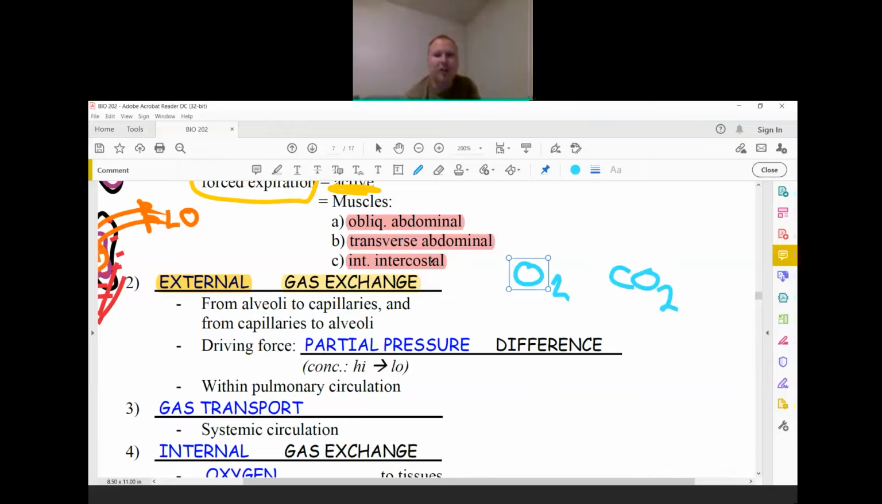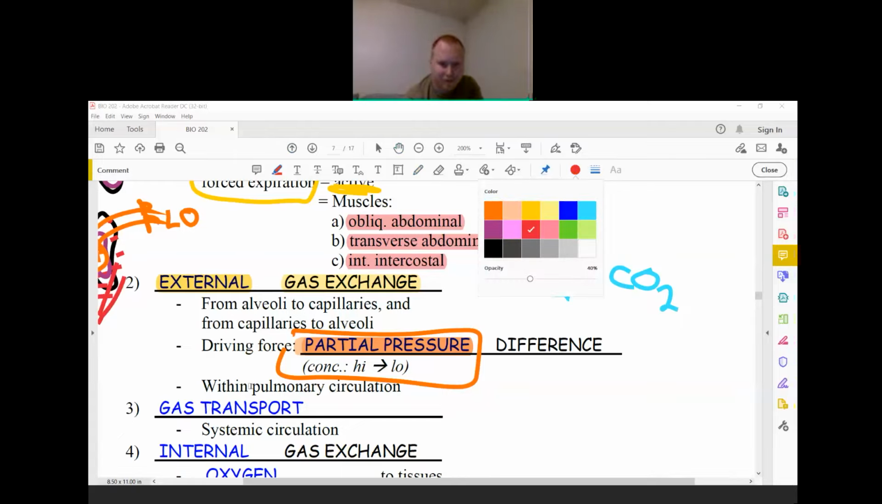And the driving force for this is the difference in the pressures. So this is the difference that we just looked at, where materials move from areas of high to areas of low. So it's the partial pressure difference between the areas that's the driving force for the movement of these gases that we saw there. And this is, of course, the external gas exchange within the pulmonary circulation. So notice that that's what we're looking at here now.